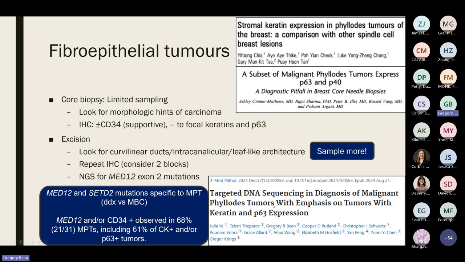Also, this paper has a nice supplemental table where Gregor painstakingly went through all of the prior literature and reports of different genetic alterations in both metaplastic carcinoma and malignant phyllodes tumor, and listed them all with percentages. So I look at that table sometimes when I have one of these cases. Also, that paper identified that SETD2 mutations are pretty specific for a malignant phyllodes tumor in this differential diagnosis of metaplastic breast carcinoma. So SETD2 might also be helpful in addition to MED12.